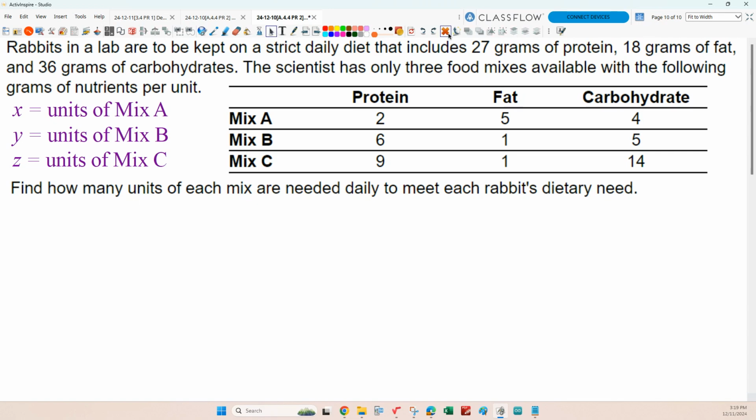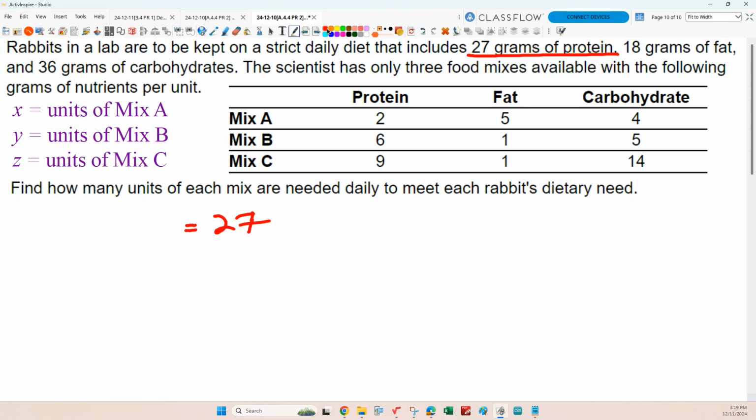We have to come up with how many equations? 3. Okay, well, the three equations in this case are going to come from the three different nutrients. If our rabbit is supposed to have 27 grams of protein total, well, how many grams of protein? So this is going to be an equals 27 equation.